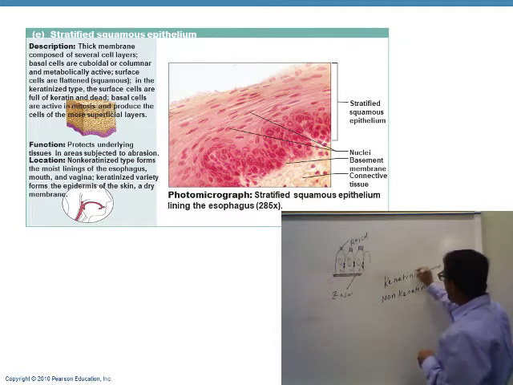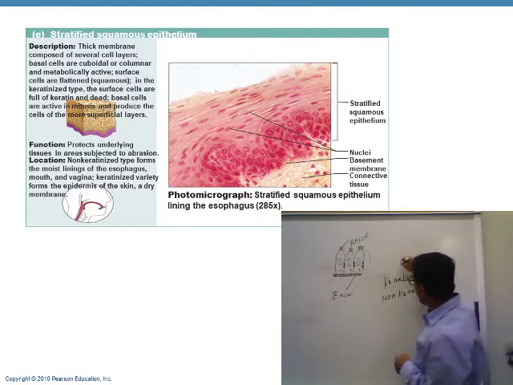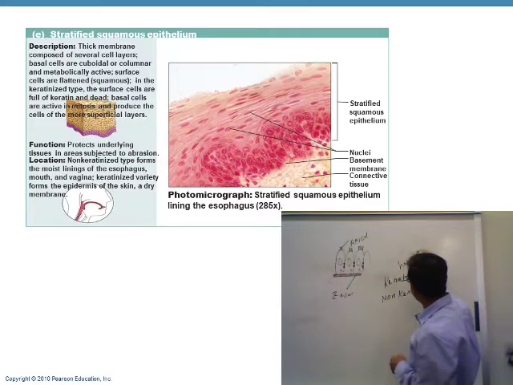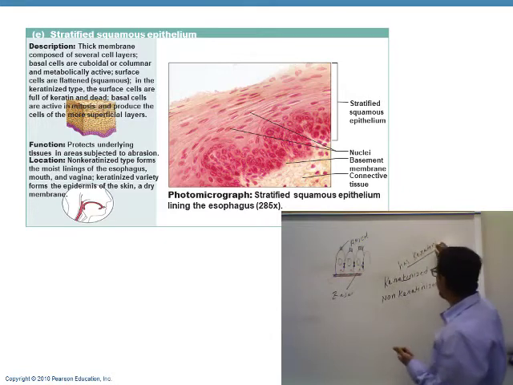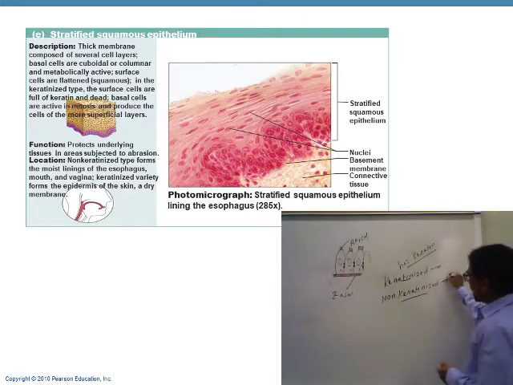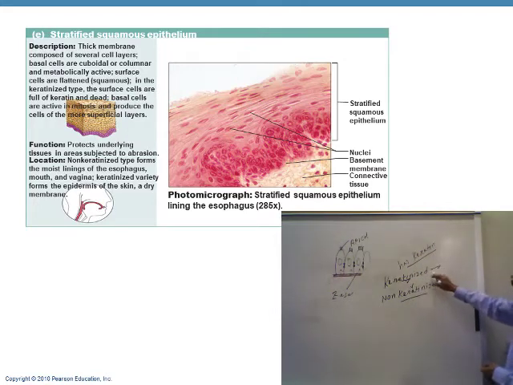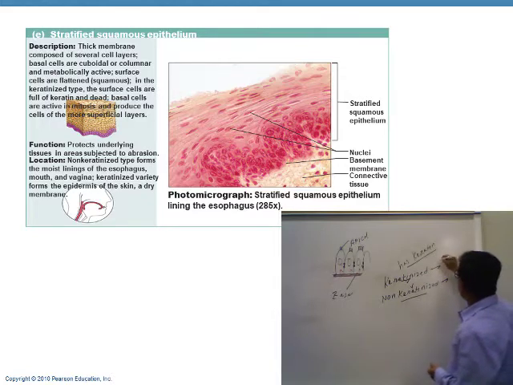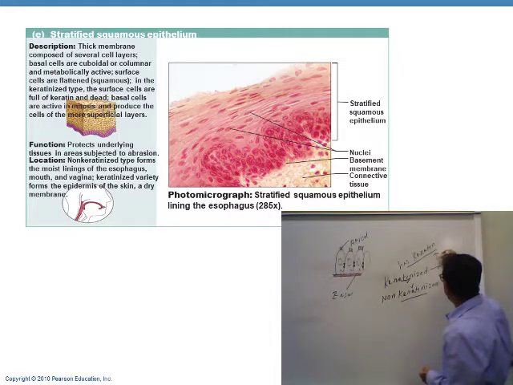Why is it called keratinized? Because it has keratin, which is a special type of protein. Okay, that's why it is called keratinized. And non-keratinized doesn't have that protein inside the cells. This one has keratin, this one does not. Now, keratinized stratified squamous is found in the skin. That means a dry surface.